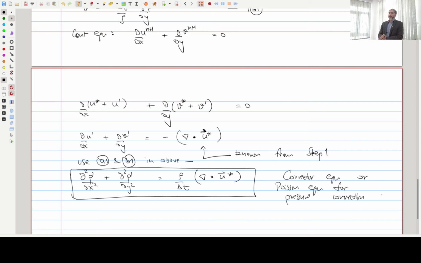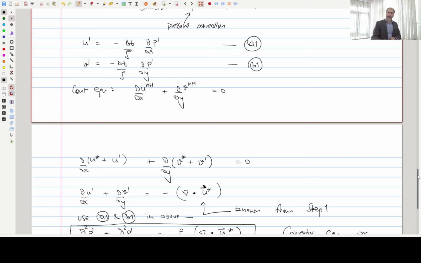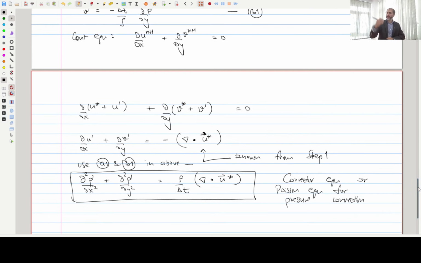Okay. So when you solve this equation, what do you get? You get p prime. You get p prime everywhere. So from there, can we find u prime and v prime? Yes. Well, equations a1 and b1. If you know p prime everywhere, you can find del p prime by del x also, discretize them. So you get u prime and v prime. So the corrector step has, the first step is to solve this equation, and that takes a lot of time.